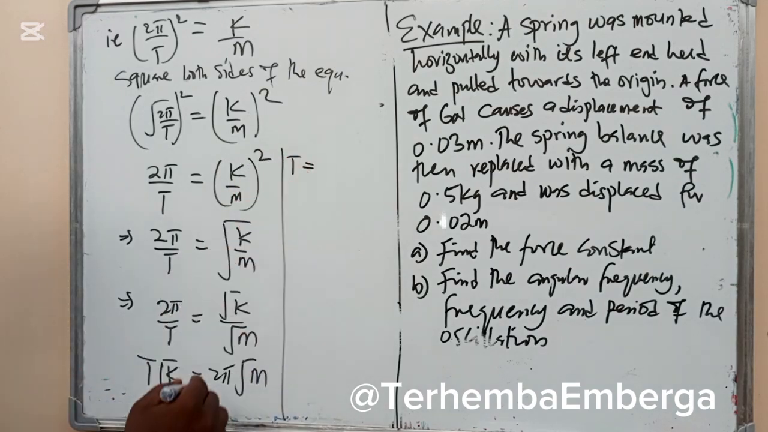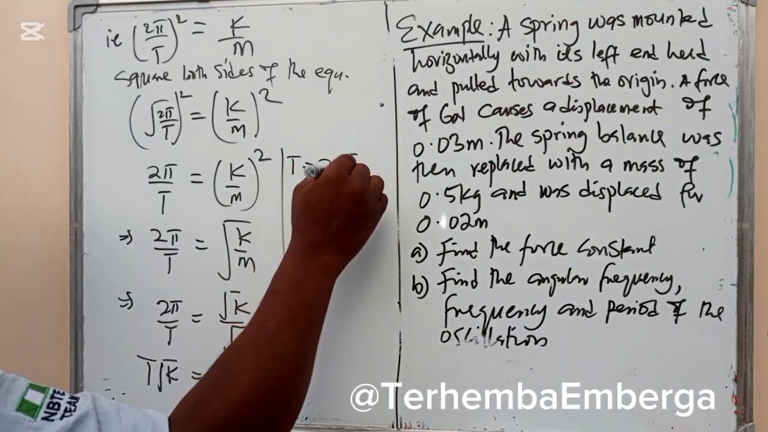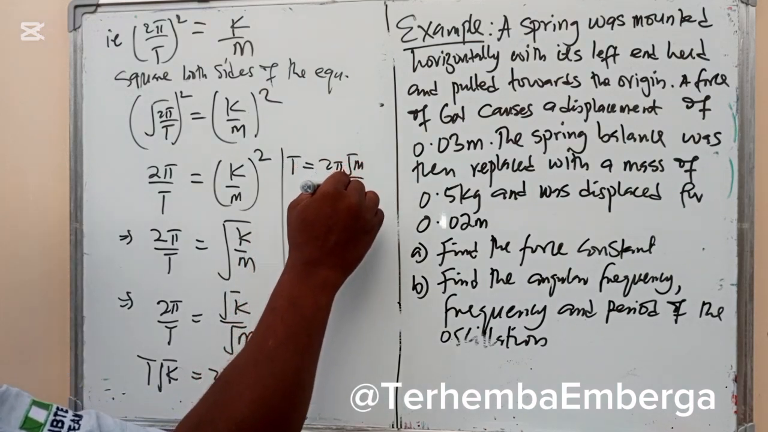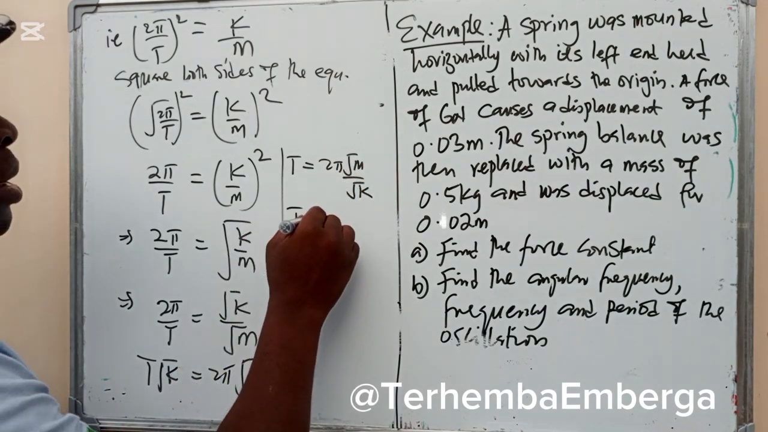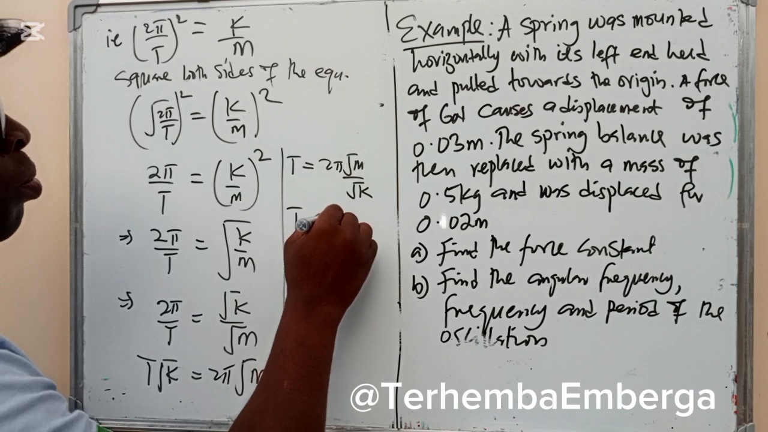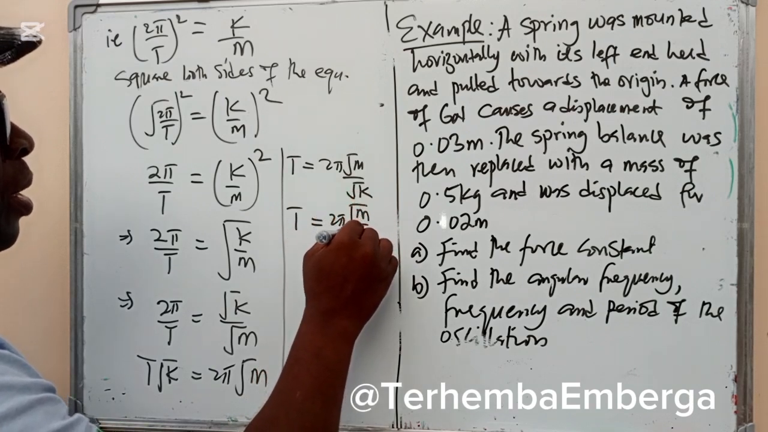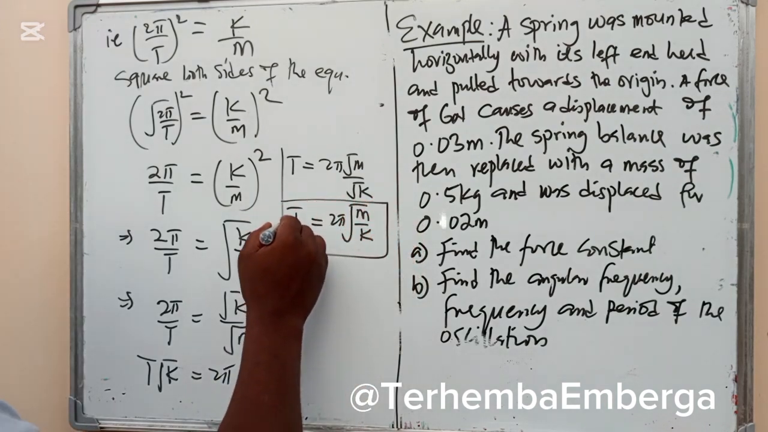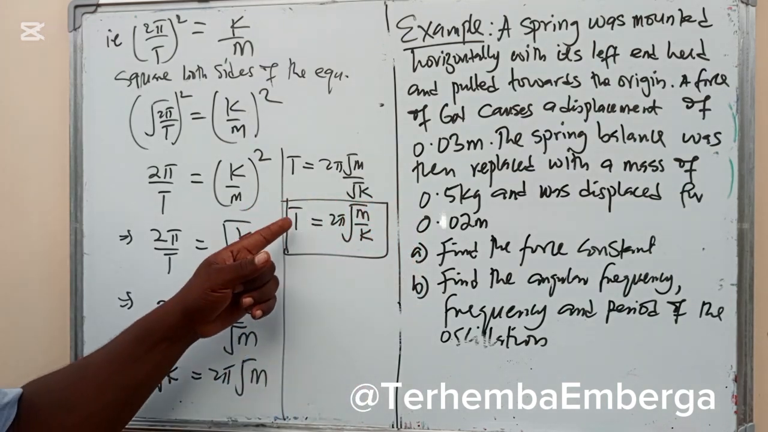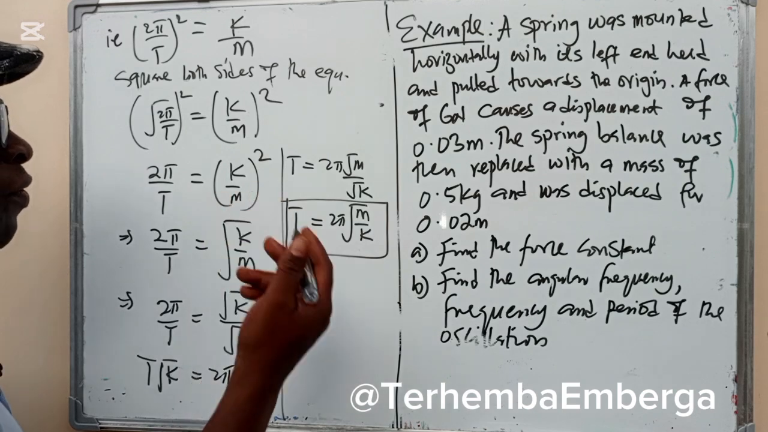So doing this will make t the subject. T now will be equal to 2 pi square root of m all over square root of k, which you can write as t is equal to 2 pi square root of m all over k. So this is our desired equation to calculate the period of a loaded spiral spring.